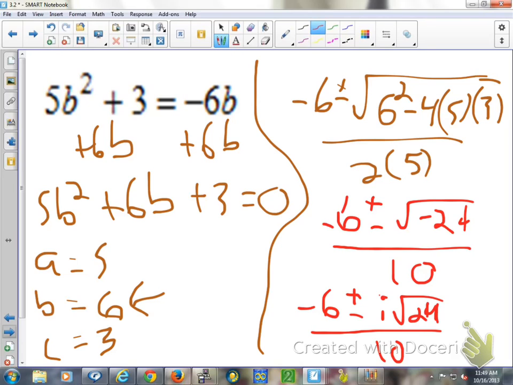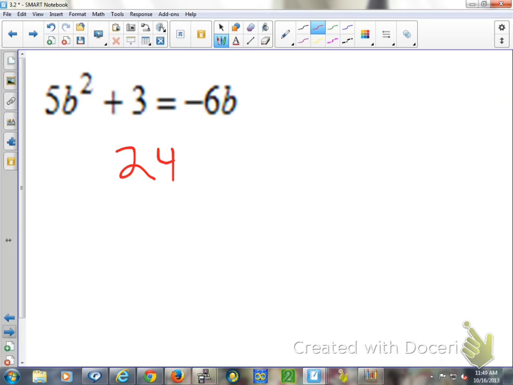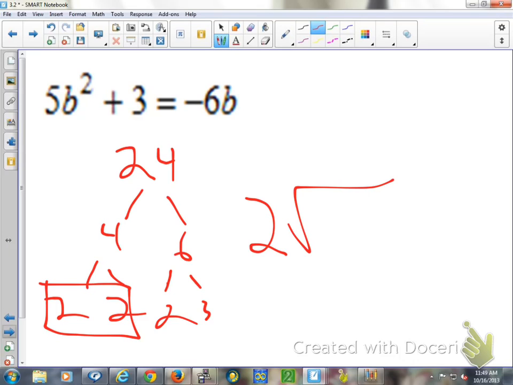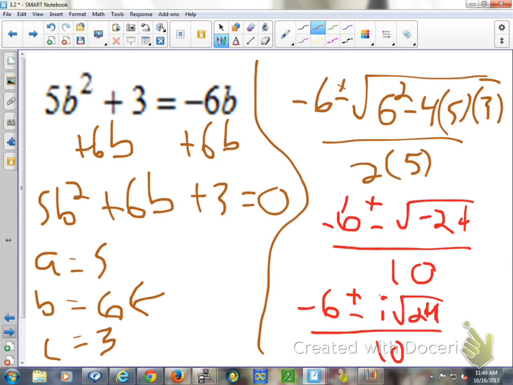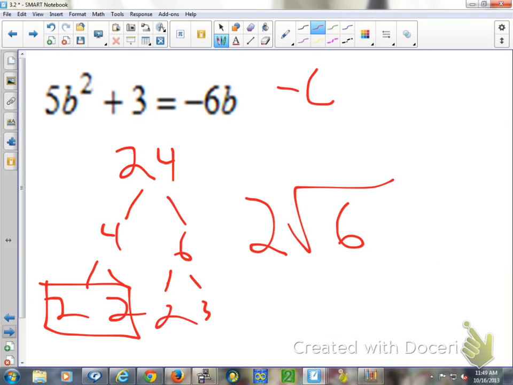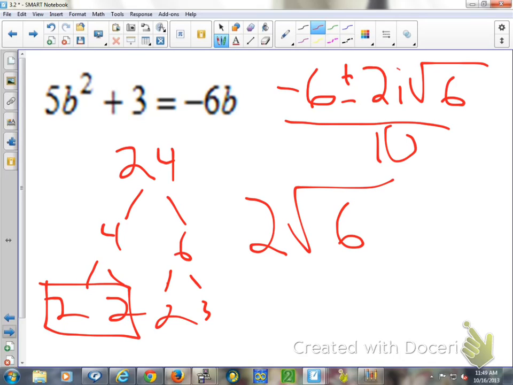Let's see. Can we factor 24? 24, 4 and 6. Is there any number that occurs twice here? 2. I can pull a 2 out, and what will that leave inside? 2 times 3, which will be 6. So, I'm going to plug that in right here. So that'll give me negative 6 plus or minus 2I, because that I is still there, radical 6 over 10.